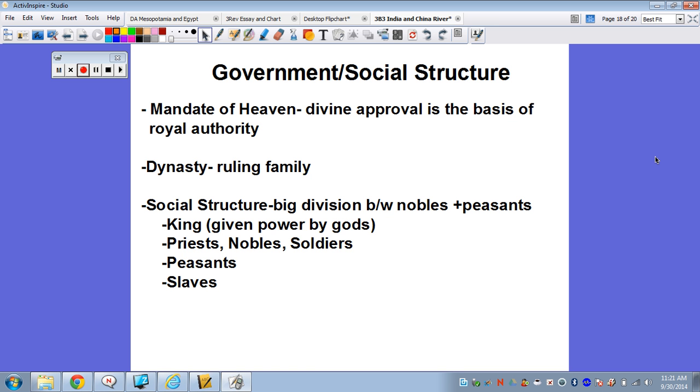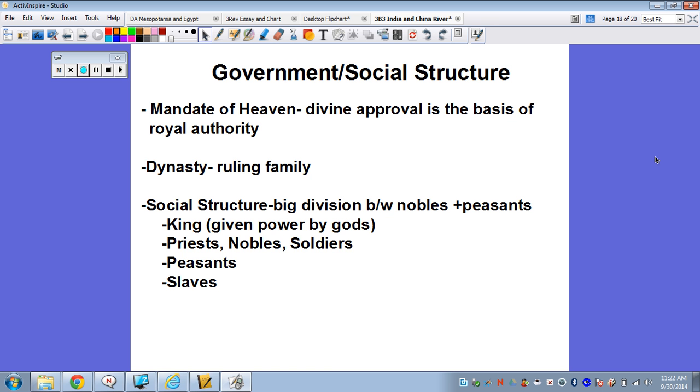So if he loses that mandate, if, say, a big flood happens or there's corruption in the government of some kind, if he loses that approval, the common people might say, hey, this guy doesn't have the divine approval anymore. He lost the mandate of heaven, and we're going to have to find someone else who has the mandate. So Chinese dynasties are all about gaining the mandate of heaven and losing the mandate of heaven, and it's called the dynastic cycle, and we'll get into that more in the next unit.